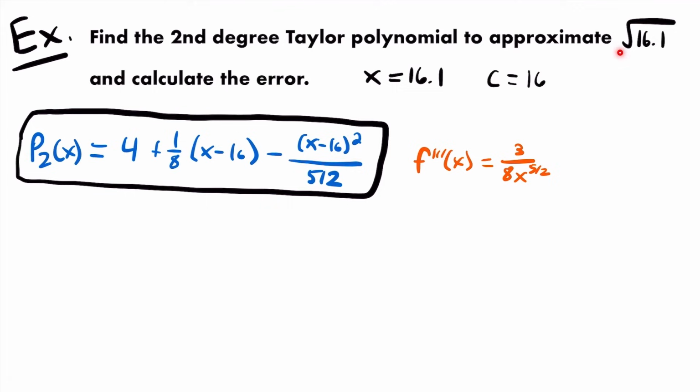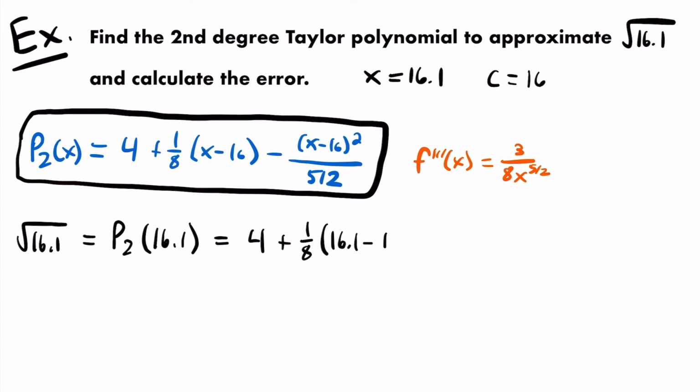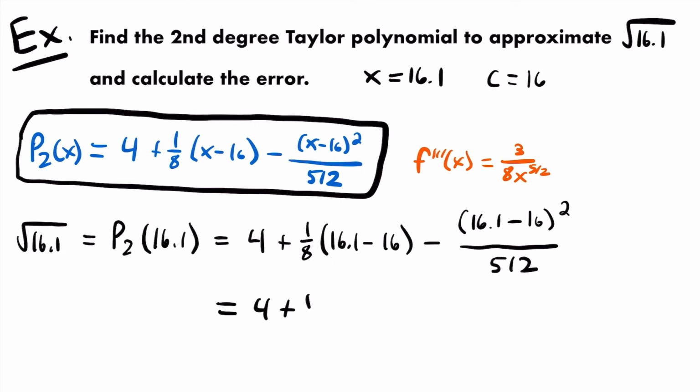So if I clean up my work, let's calculate our approximation. We need to approximate the square root of 16.1, and the square root of 16.1 will be equal to our second degree Taylor polynomial evaluated at 16.1, and that's going to be equal to 4 plus 1/8 times 16.1 minus 16 minus 16.1 minus 16 squared divided by 512. Now 16.1 minus 16, we have that right here and here. That's just equal to 0.1.